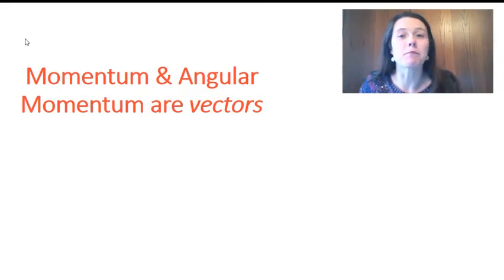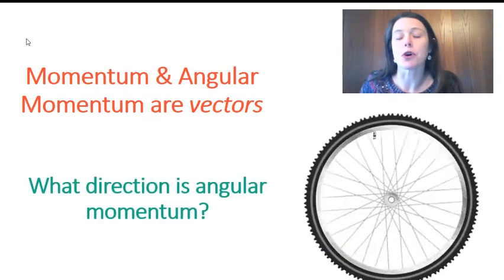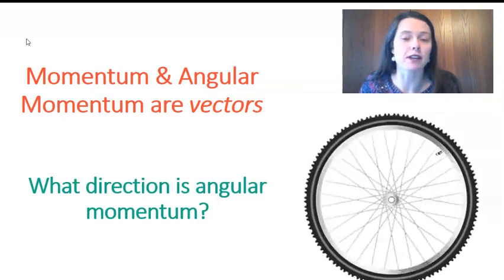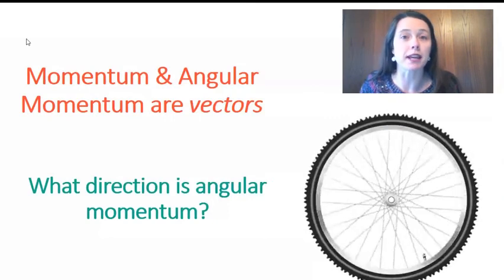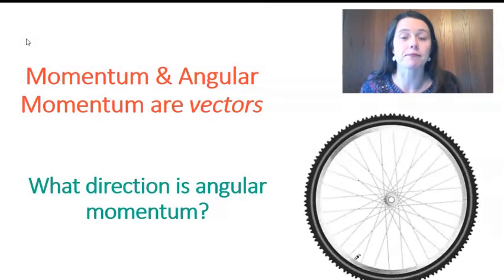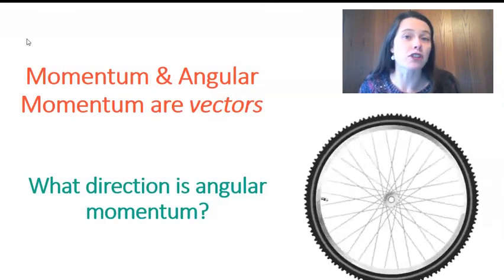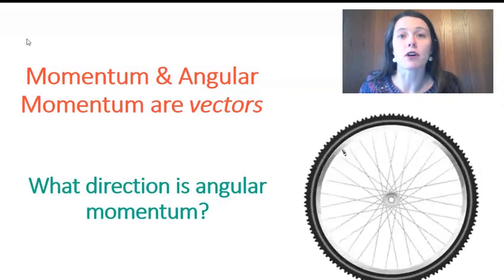Momentum and angular momentum are both vectors. That means they have an amount and they have a direction. So, how do we determine the direction of angular momentum? It's a little bit tricky since the entire object is spinning in many different directions all at the same time. In order to find the direction of the angular momentum, we use a trick called the right-hand rule. With the right-hand rule, you use your right hand. Your fingers wrap in the direction that something is spinning, which leaves your thumb pointing in the direction of the angular momentum. Let's try these with a few examples.